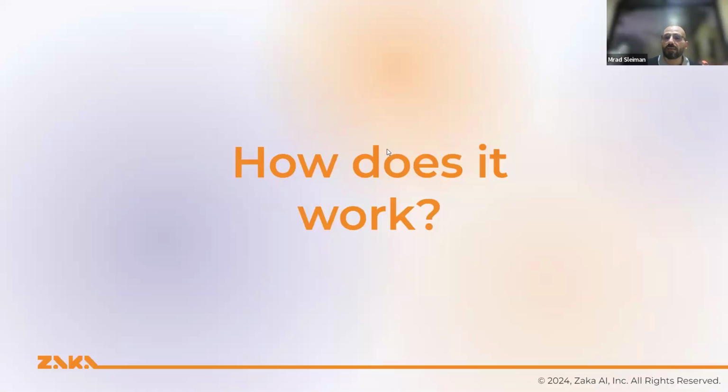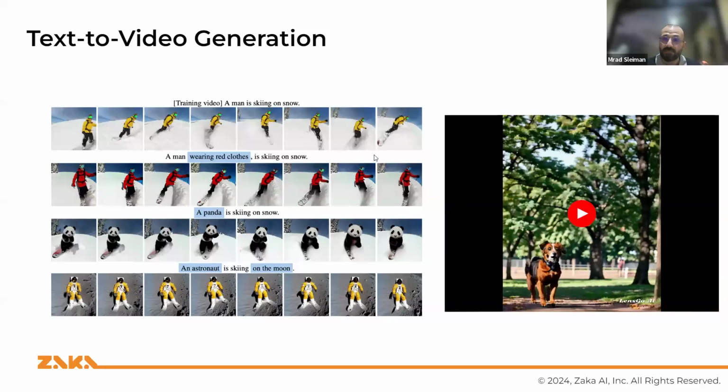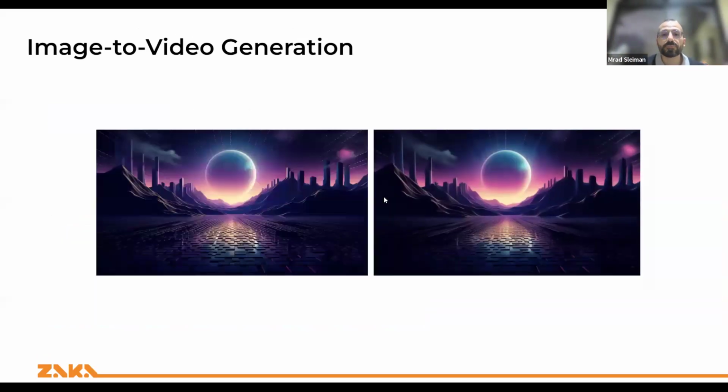Now, how does it work? So we can say that we have three options: text to video. What's happening here? The generative AI model is using the NLP capability, natural language processing, in order to understand what's going on, right? And then it's going to use the generative models to generate sequences of frames in order to compose a video.